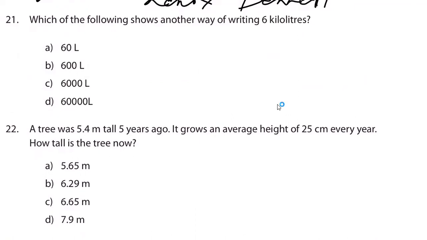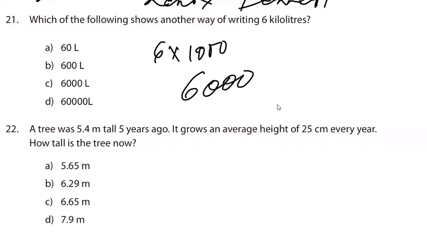Alright, so it takes 1,000 liters to make a kiloliter. So it will be 6 times 1,000, which gives us 6,000. So that will be C. So in this case, that will be C.